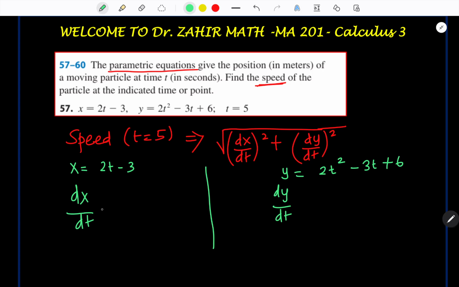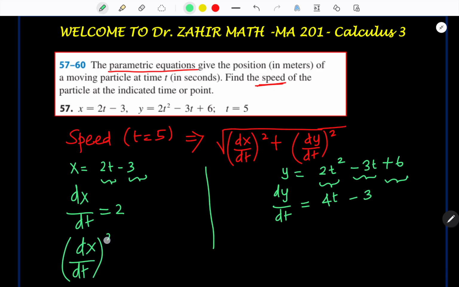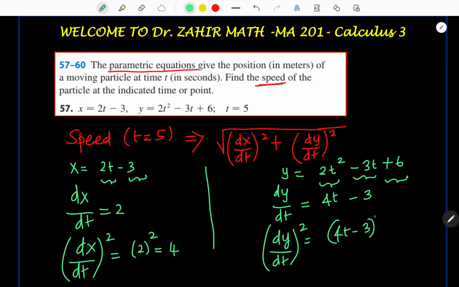Let's take the derivative. Derivative of 2t is 2, derivative of 3 is 0. Derivative of 2t square is 4t, derivative of minus 3t is minus 3, and derivative of 6 is 0. Now I'm going to square dx by dt, the whole square, which is 2 square, equal to 4. And dy by dt squared is 4t minus 3 the whole square.